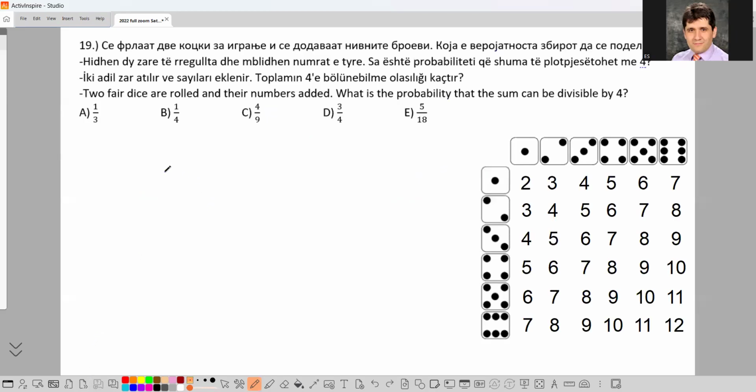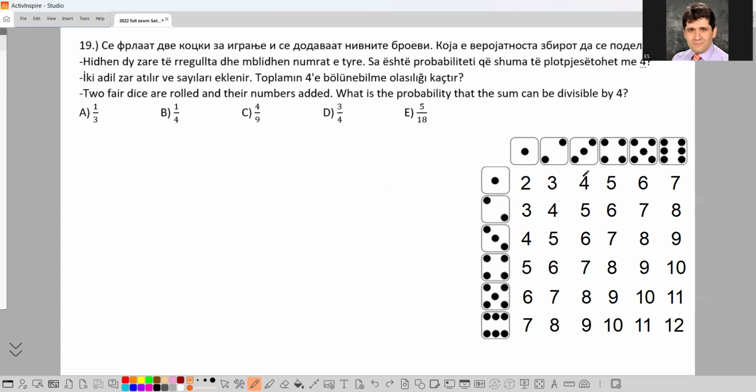A probability question. 2 fair dice are rolled, and then the numbers are added. What is the probability that the sum is divisible by 4? If you make a table like this, it won't be on the exam, but you can make this one. These are the options, and what are the sums? 2, 3, 4, and you can write everything.